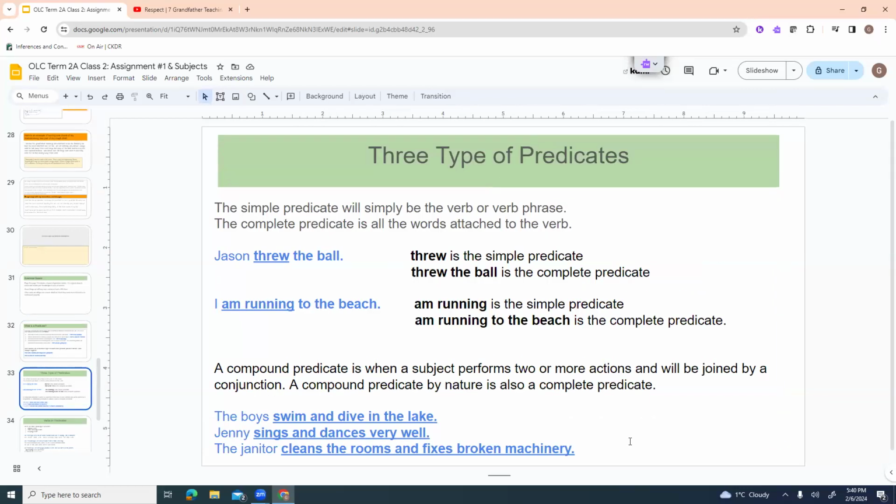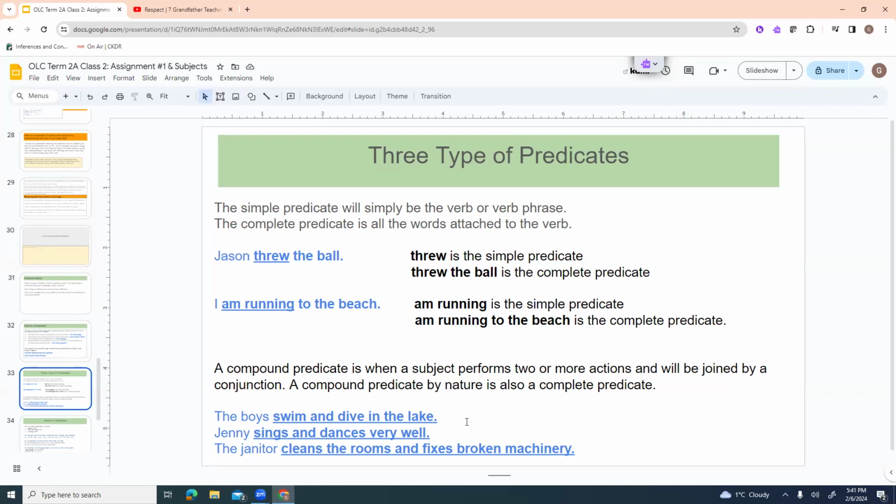Okay. There are three main types of predicates, just like we had with subjects. Simple predicate is the verb or the verb phrase. The complete predicate is all the words attached to the verb, which we just talked about. Jason threw the ball. I am running to the beach. Am running is the simple predicate. Am running to the beach is the complete predicate. This comes up because later on I ask you to check these kinds of things. And if you don't know what I mean, then it's kind of hard to check.